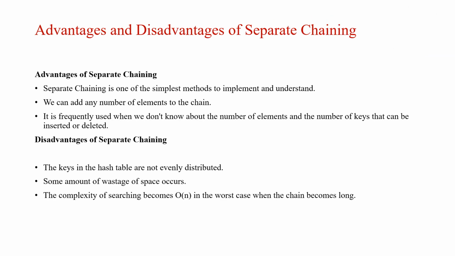Advantages and disadvantages of separate chaining. The main advantage of separate chaining is that it is the simplest method to implement and understand, and we can add any number of elements to the chain. The disadvantages are that the keys in the hash table are not evenly distributed, and some amount of space is wasted. The complexity of searching becomes worst case when the chain becomes long. Thank you.